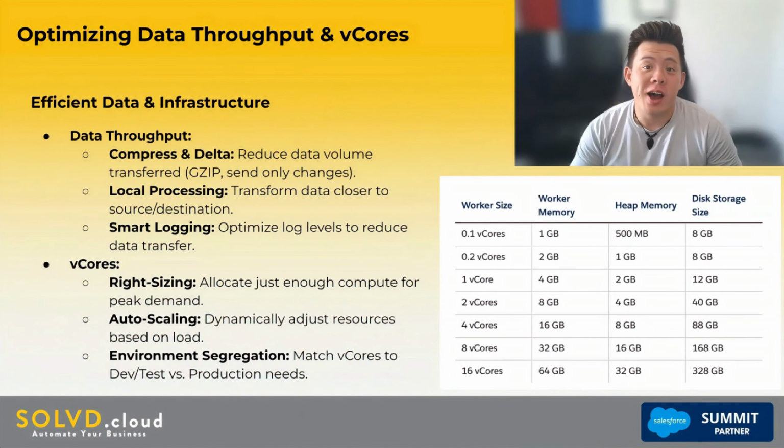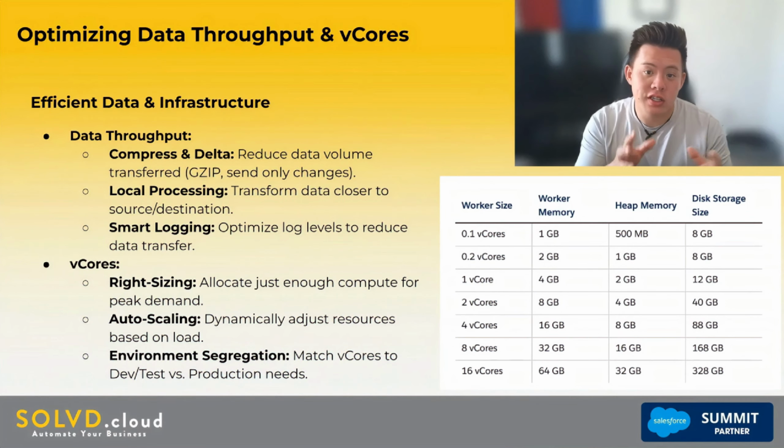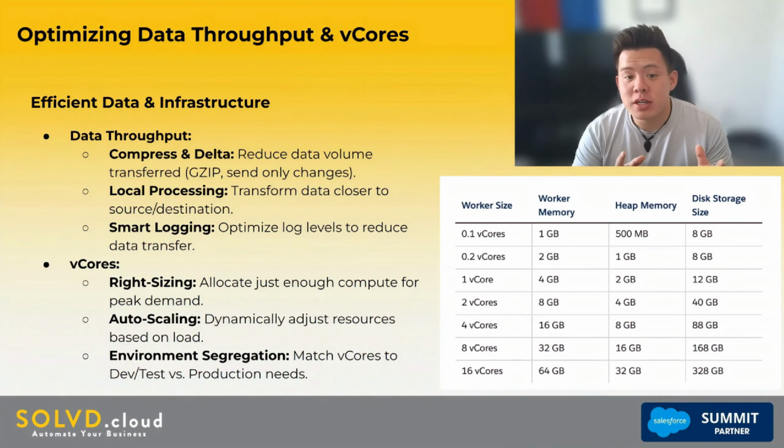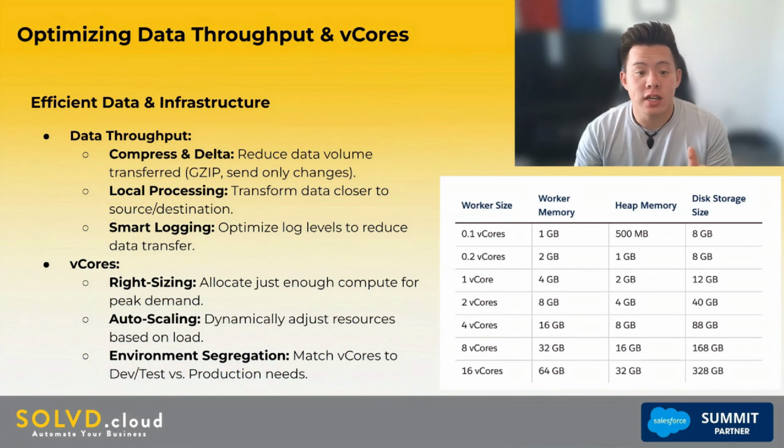Next, let's look at optimizing your data movement and underlying infrastructure. For data throughput, it's all about efficient data. Compress and delta. When transferring large files or datasets, use compression like gzip. Even better, implement delta processing. Only send the changes, not the entire dataset each time.